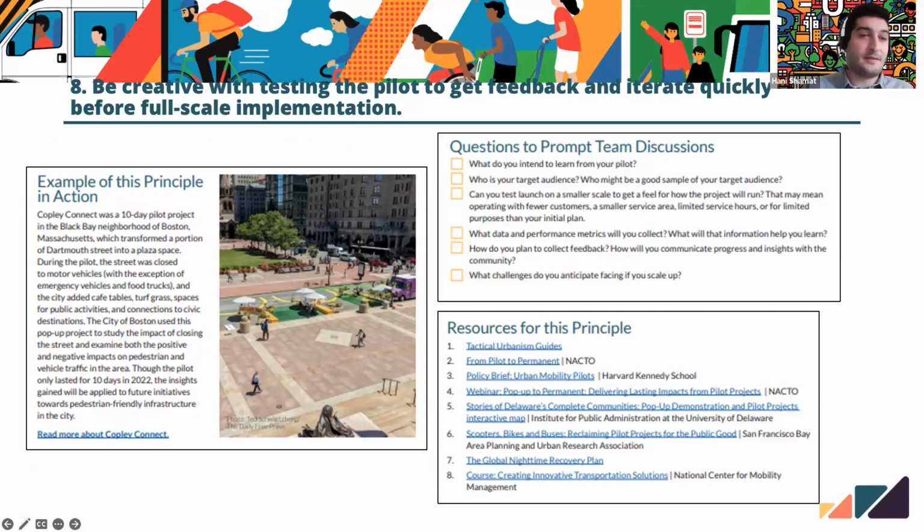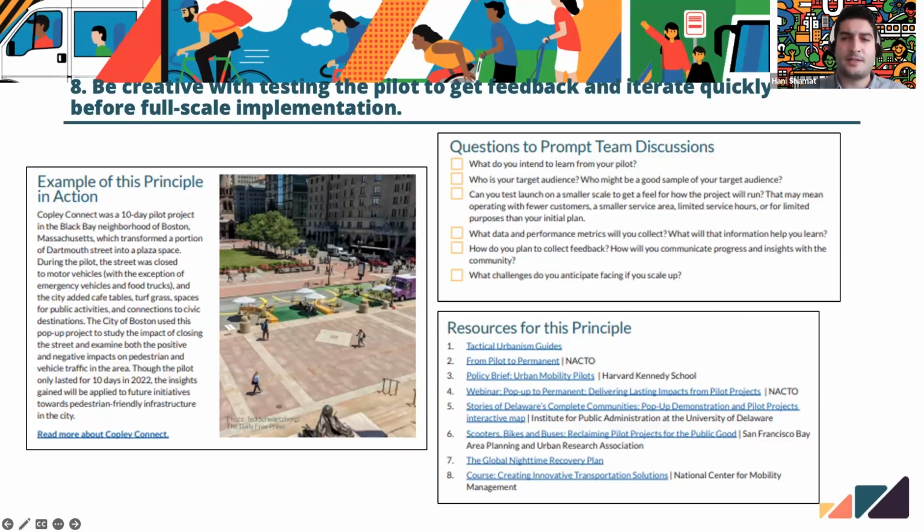Sure. So yeah, I'll talk about principle 8, which is be creative with testing the pilot to get feedback and iterate quickly before full-scale implementation, which, we're jumping around, maybe a little bit to emphasize the non-sequential nature of this resource. But basically, pilot projects are by nature temporary steps towards larger or more permanent implementation. But even so, they can be really costly and really time-consuming. So there are two sides of this. There's resource management and there's iterating.